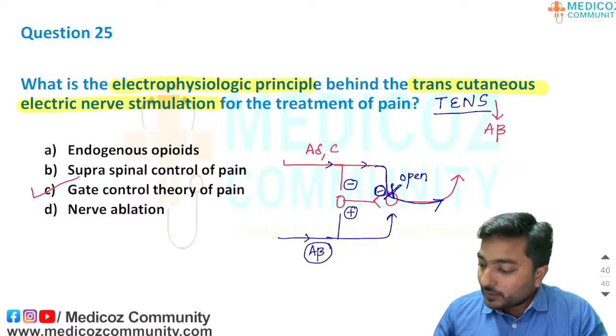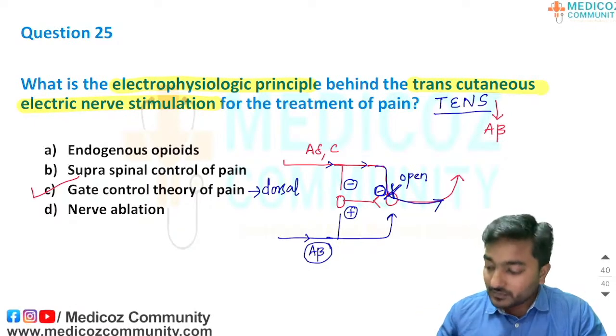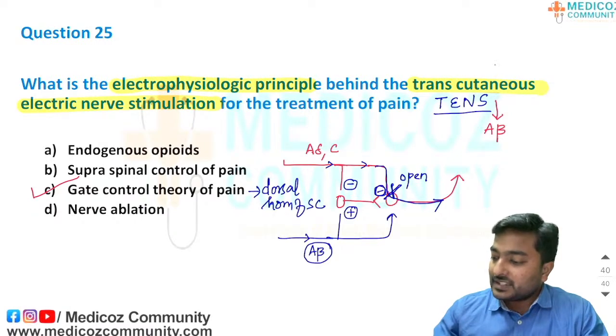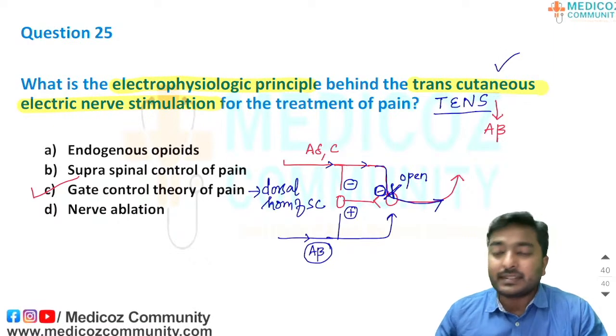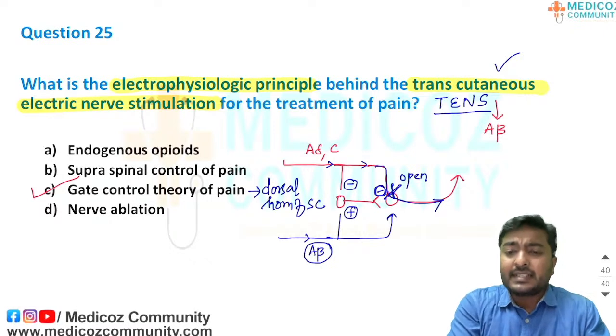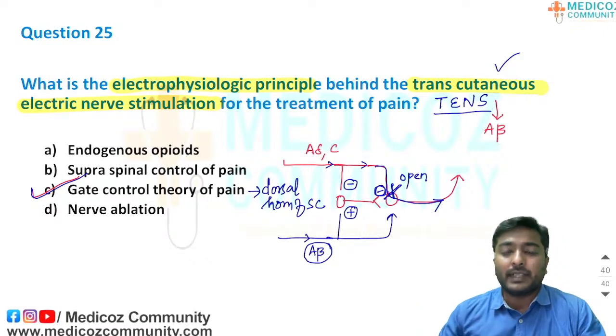The center for this gate control theory is the dorsal horn of the spinal cord. This is at the level of spinal control of pain sensation. The principle of acupuncture or transcutaneous electric nerve stimulation, or when you apply pressure, ointments, all of it is because of this gate control theory of pain. Clear?